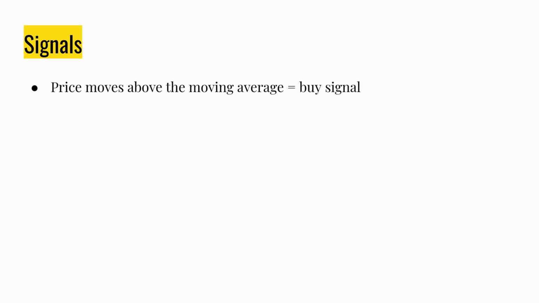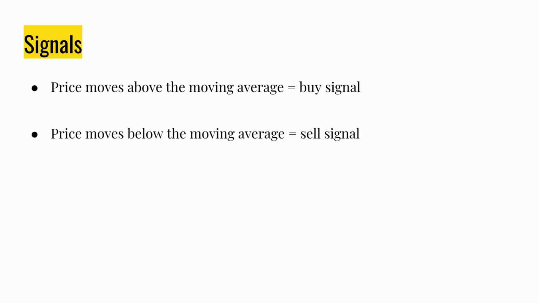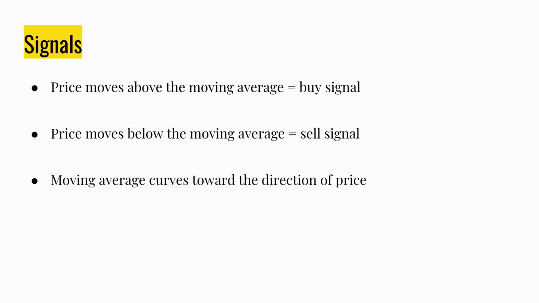Until now, we have introduced how moving averages work. Let's move on to how to read moving averages. When prices move above the moving average, it is considered to be a buy signal, or at least the price action is bullish. When price moves below the moving average, it is considered to be a sell signal, or at least the price action is bearish. Another signal is when the moving average curves toward the direction of the price. This signal can be used as a buy or a sell signal.